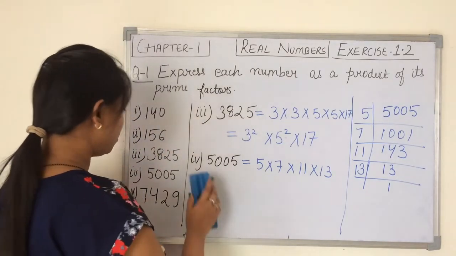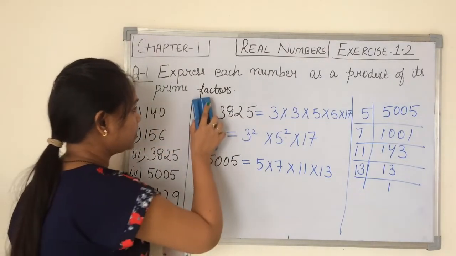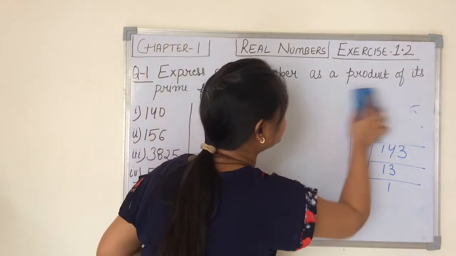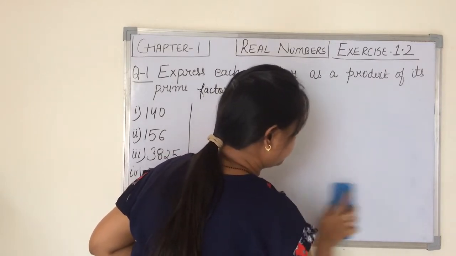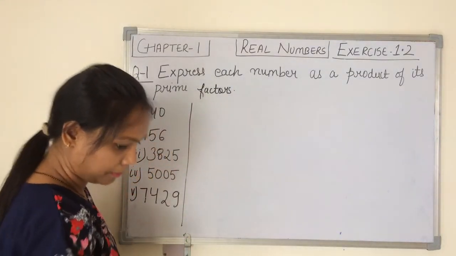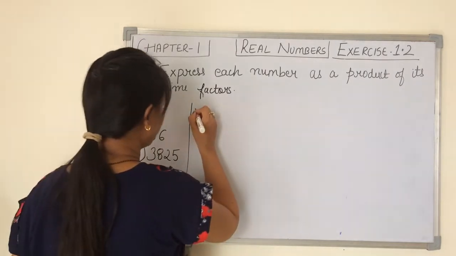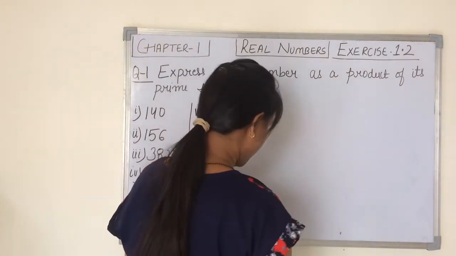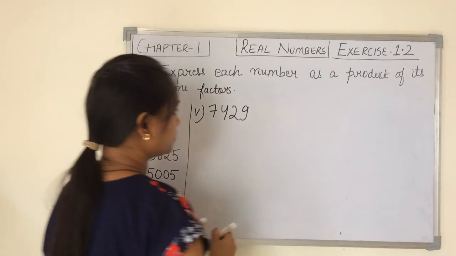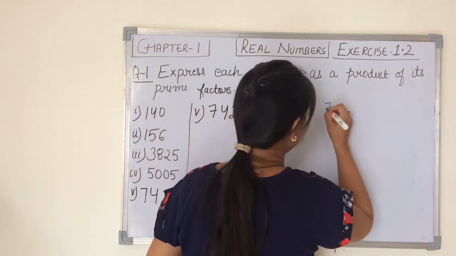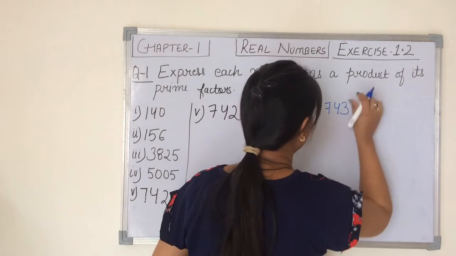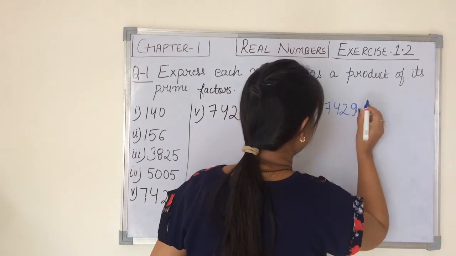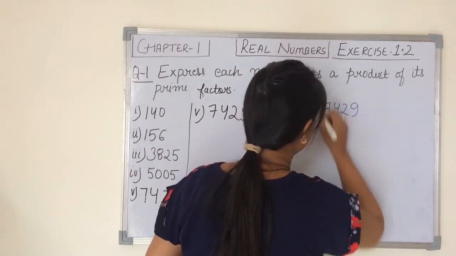Now after finishing all these 4 parts, let's start with part number 5, the last part of question number 2. The last part is 7429. Let's start. It is not divisible by 2. It is not divisible even by 3. It is not divisible by 5 also. Let's start.